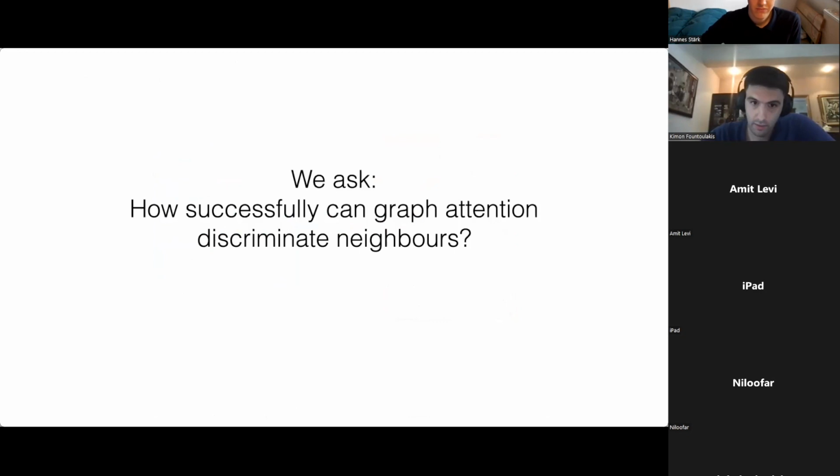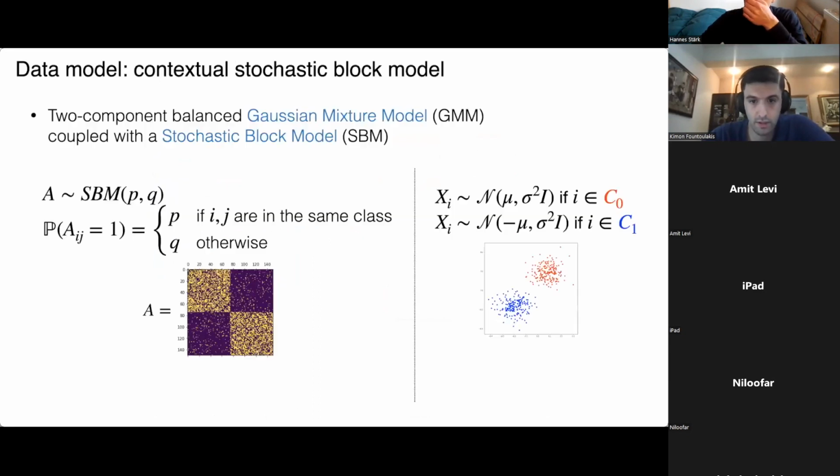More generally, we try to investigate how well graph attention mechanisms can discriminate neighbors. To study that, we use a very simple toy synthetic data model, called the contextual stochastic block model. This is a combination of a Gaussian mixture model and a stochastic block model. Here the adjacency matrix A is drawn from the stochastic block model, which has parameters P and Q. In that model, we draw an intra-class edge with probability P. So A_ij is equal to 1 if i and j are in the same class.